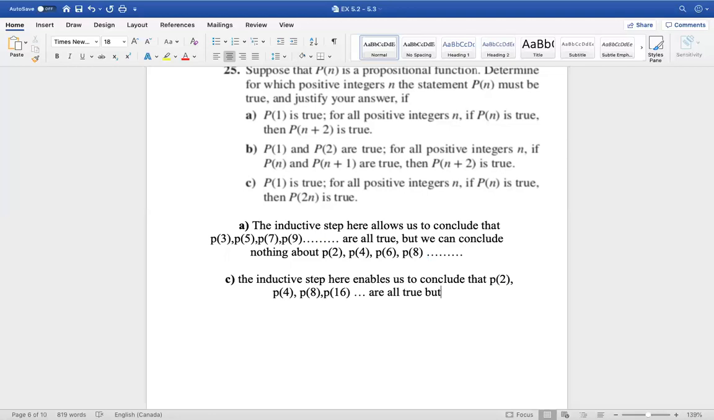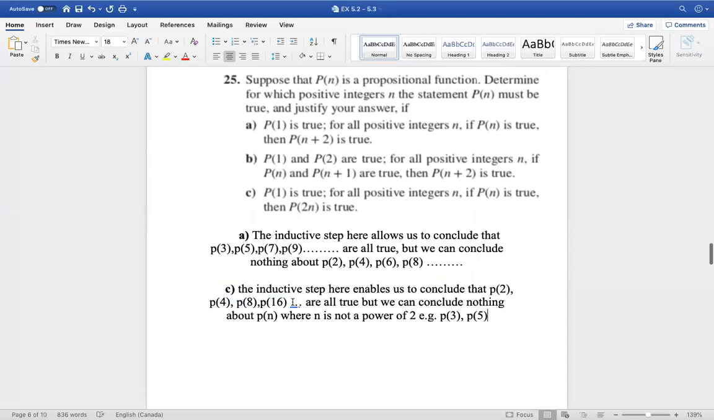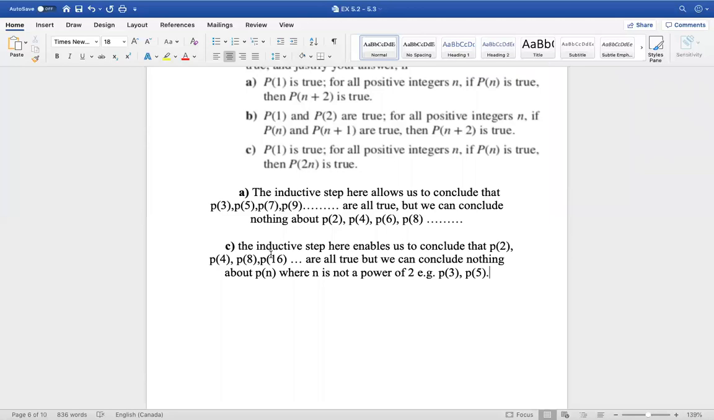But we can conclude nothing about P of n where n is not a power of 2. For example, we don't know about P of 3 or P of 5. Anything other than these numbers over here, we don't know anything about. Therefore, we cannot conclude that it is true or not for all n. Okay, this one was not that hard compared to the previous questions.